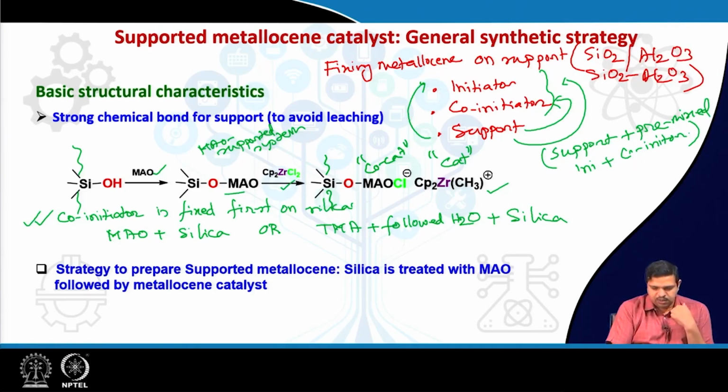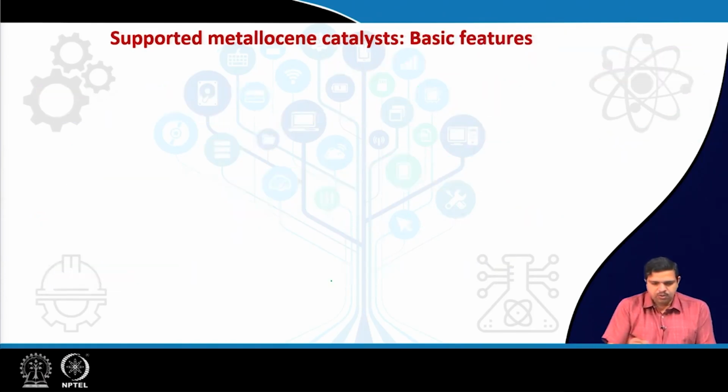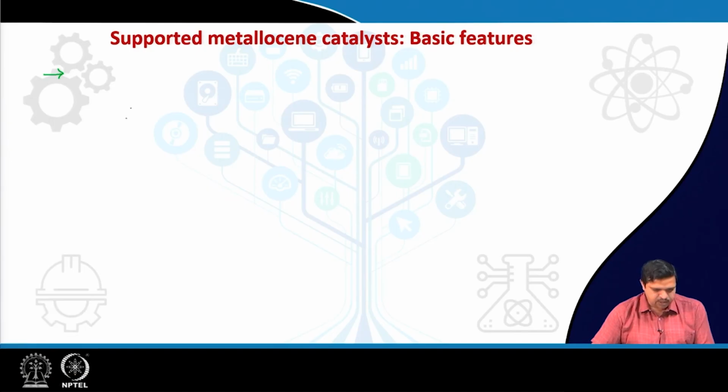So, here you will see this is the strategy to prepare supported metallocene. Silica is treated with MAO followed by the metallocene catalyst. Okay. That is the method we generally use. And experimentally it has been observed that this is the best one, with minimum leaching and other advantageous features.